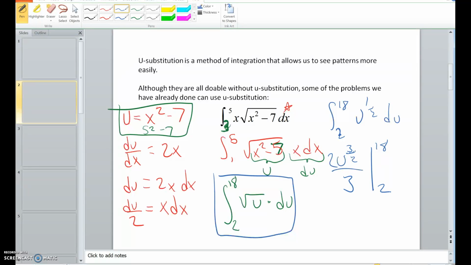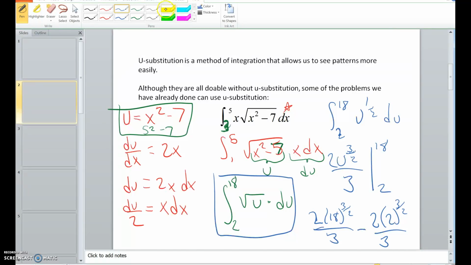So you get 2 times 18 to the 3/2 all over 3, minus 2 times 2 raised to the 3/2 all over 3. And if you punch that number in your calculator, I think you get 24 point something. The exact answer is on the next page.